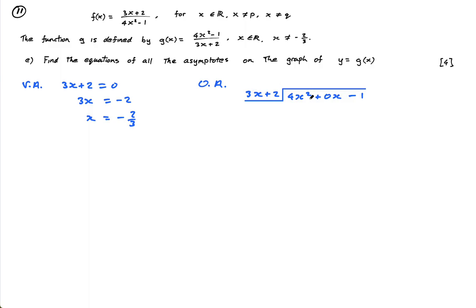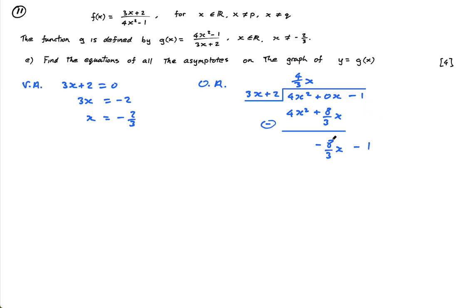And I just do 3x into 4x squared goes, well, it goes 4 over 3x. Because 4 over 3x times 3x is 4x squared. And 4 over 3x times 2 is 8 over 3x. And then we subtract. This minus this is 0. This minus this is minus 8 over 3x. And don't forget the minus 1.